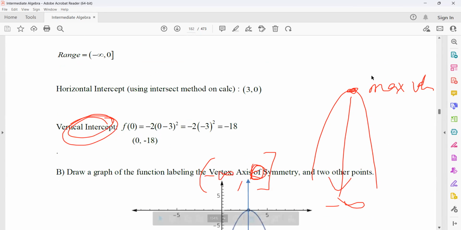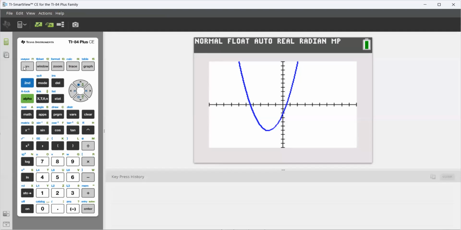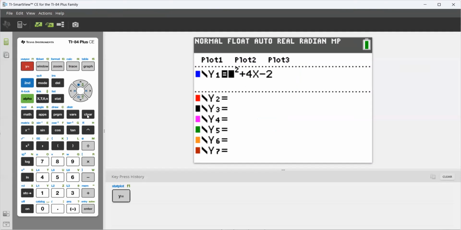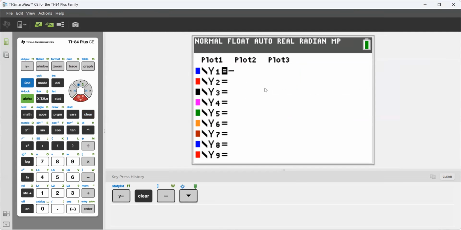Now, what about the horizontal intercept? We could use the calculator to get that. So let's go to the calculator and then use it to get what we want. I'm going to go to y equals, erase this, and then put in the function. And what was the function again? Let me go check. It was -2.